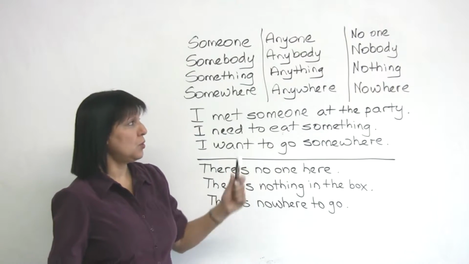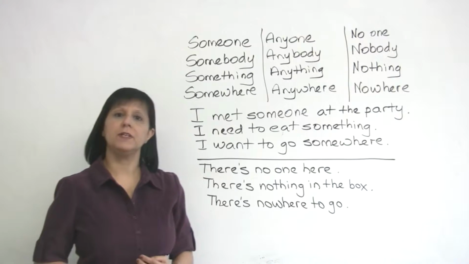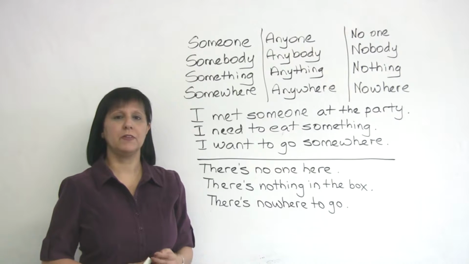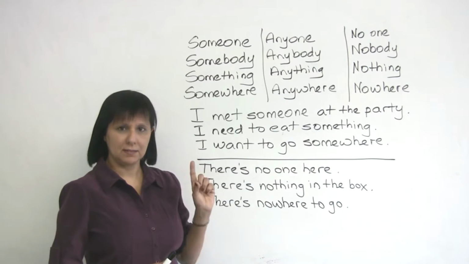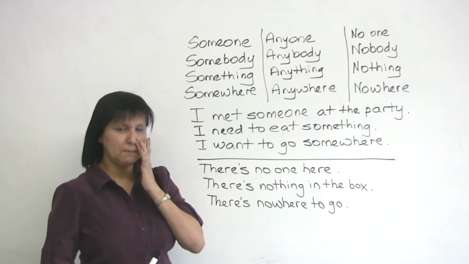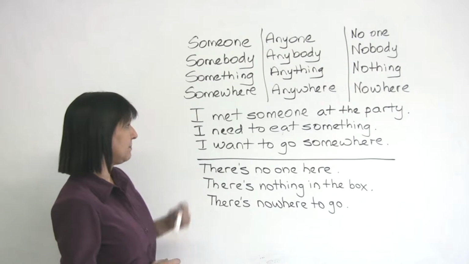And we use no one, nobody, nothing, or nowhere, also in positive sentences, but in positive sentences when there isn't even one item of that kind that we are talking about, okay? So let's look at some examples so you can understand more clearly.